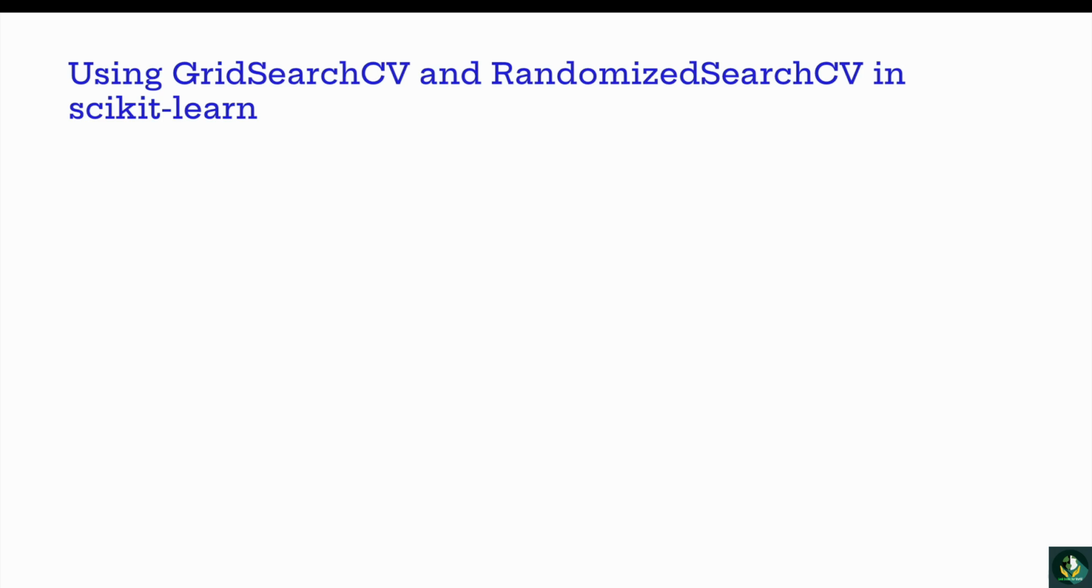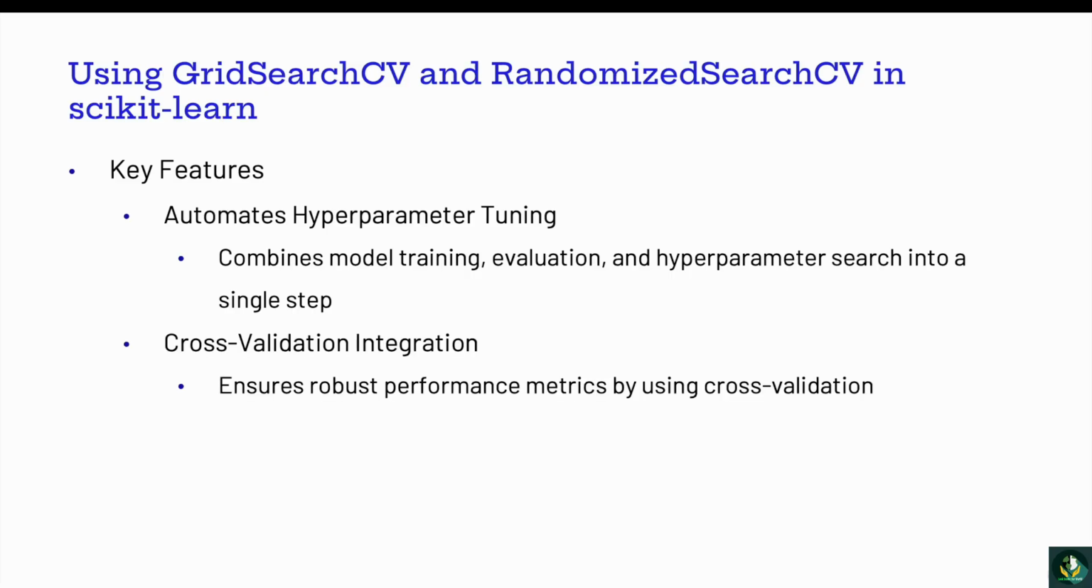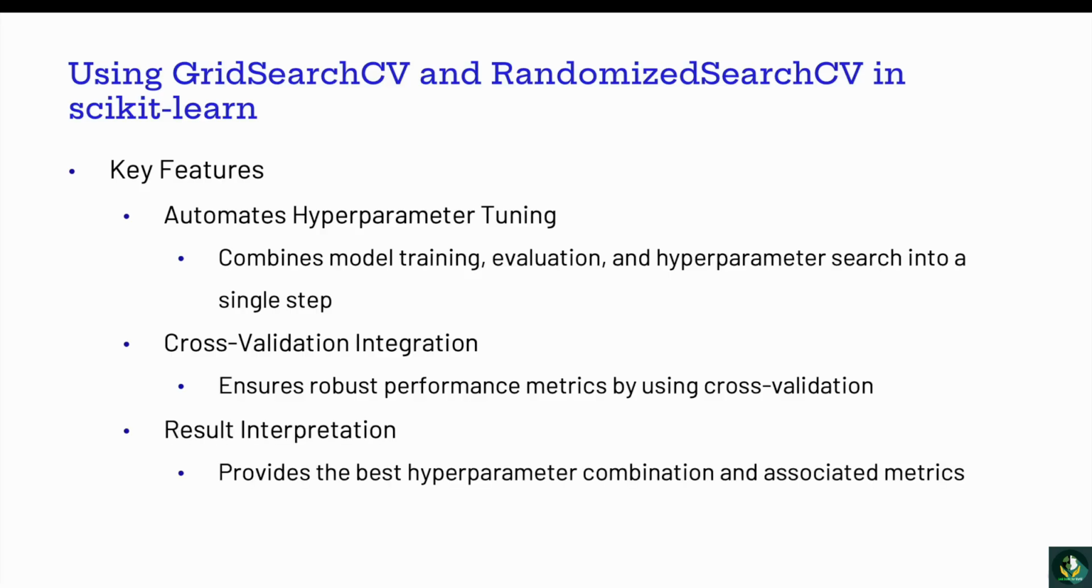Let's talk about the key features. First, it automates the hyperparameter tuning. It combines model training, evaluation, and hyperparameter search into a single step. Another feature is cross validation integration. It ensures robust performance metrics by using cross validation. And it also does result interpretation, providing the best hyperparameter combination and associated metrics.